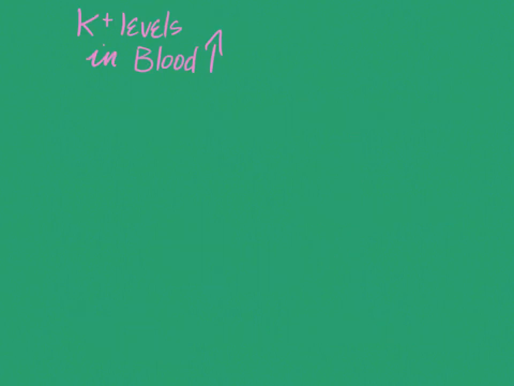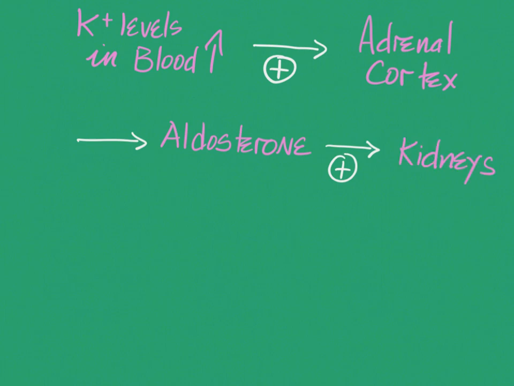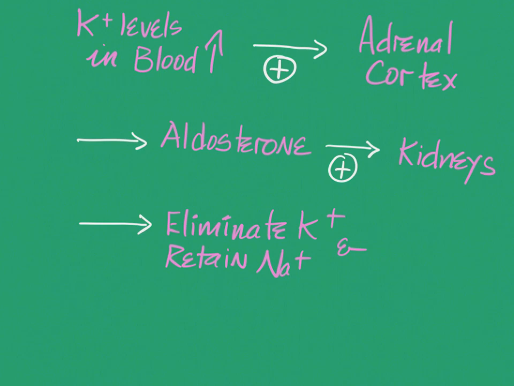Let's look at salt balance. When potassium levels in blood increase, it activates the adrenal cortex. The adrenal cortex then produces a hormone called aldosterone. Aldosterone then activates the kidneys, and the kidneys respond by retaining sodium and eliminating potassium, and potassium levels go back to normal.